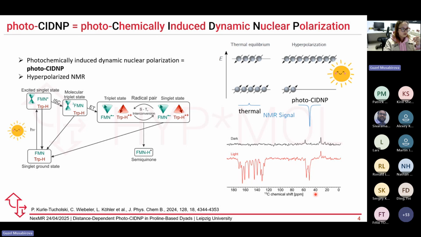And here is one of the examples of this kind of spectrum. The first one was measured in dark condition, and the second one in light, and we see that the signal enhances quite a lot.